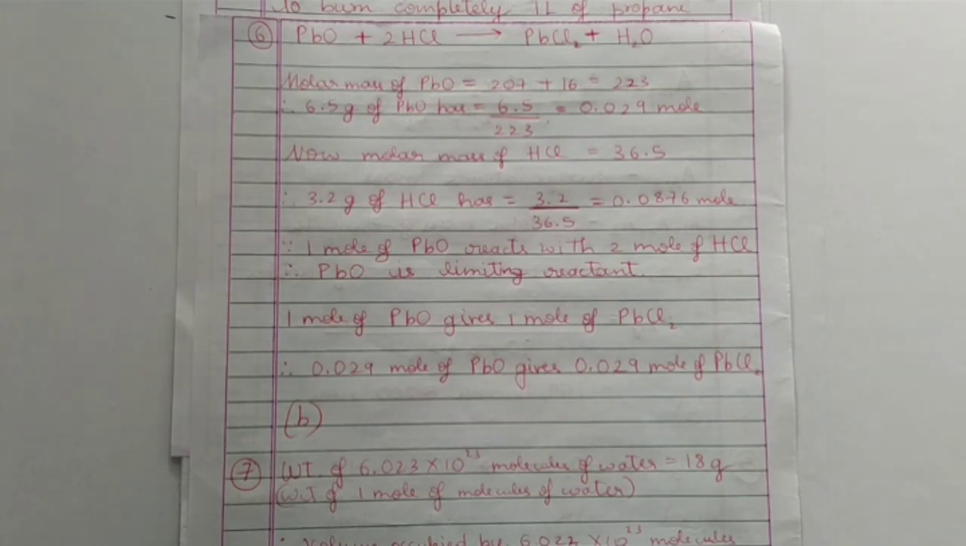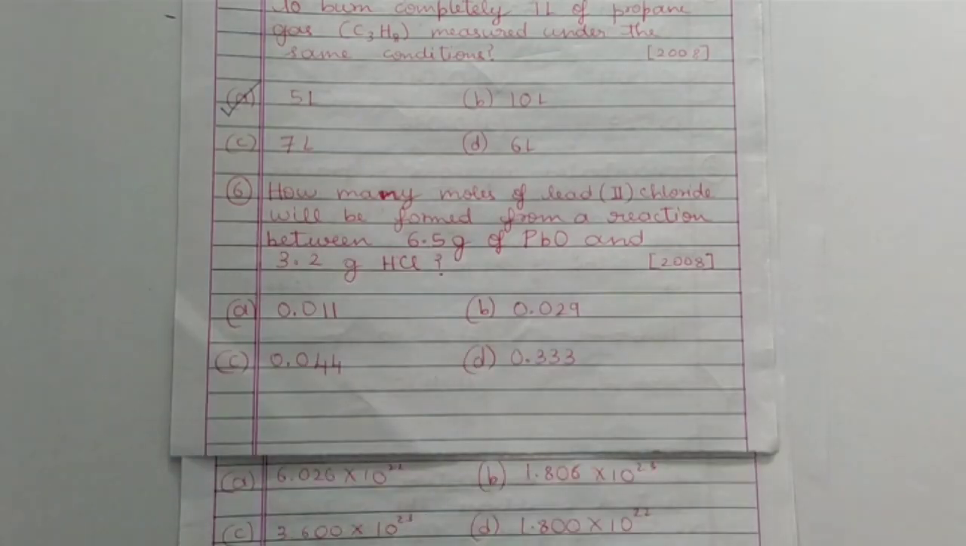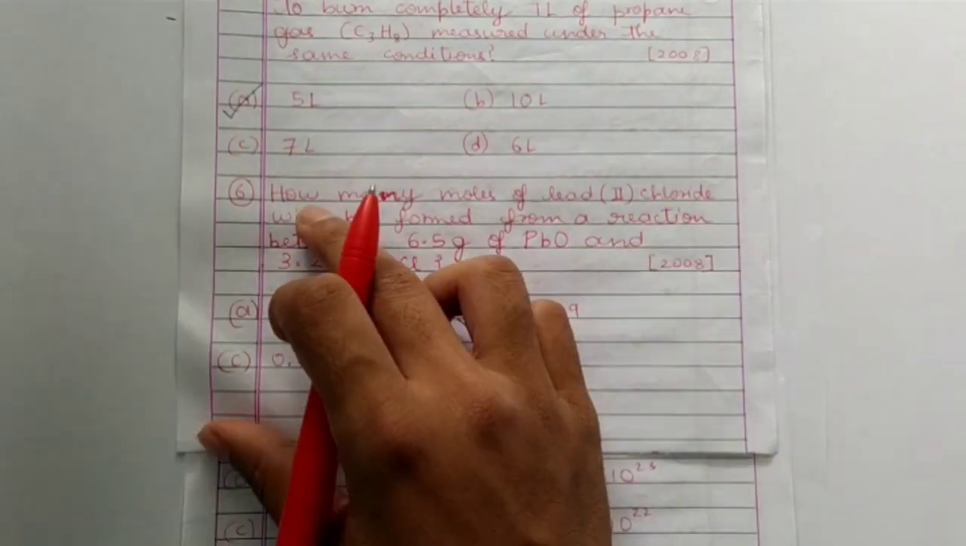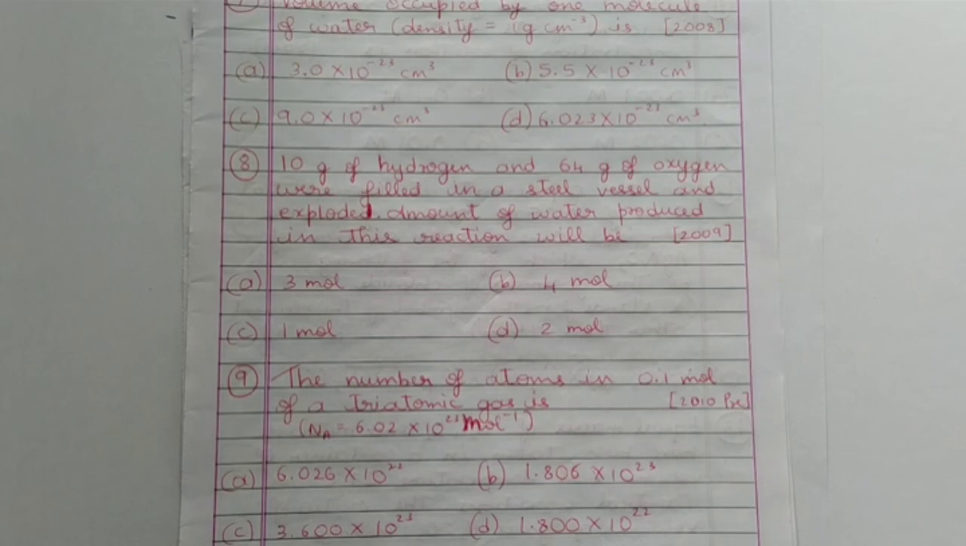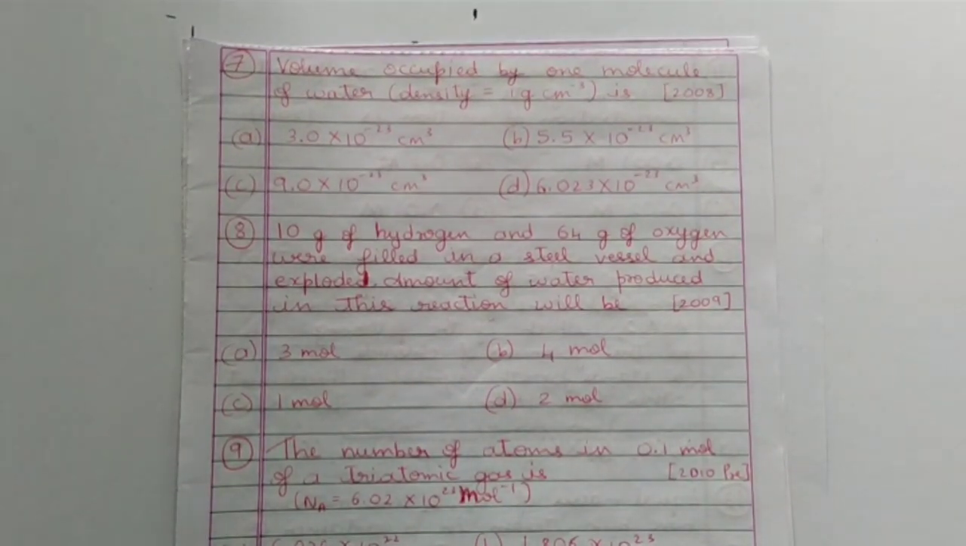Also 1 mole of PbO reacts with 2 mole of HCl according to the equation. Therefore PbO is limiting reagent. 1 mole of PbO gives 1 mole of PbCl2. Therefore, 0.029 mole of PbO gives 0.029 mole of PbCl2. Therefore, it is option B. Question 7. Volume occupied by one molecule of water of density 1 gram per centimeter cube is.